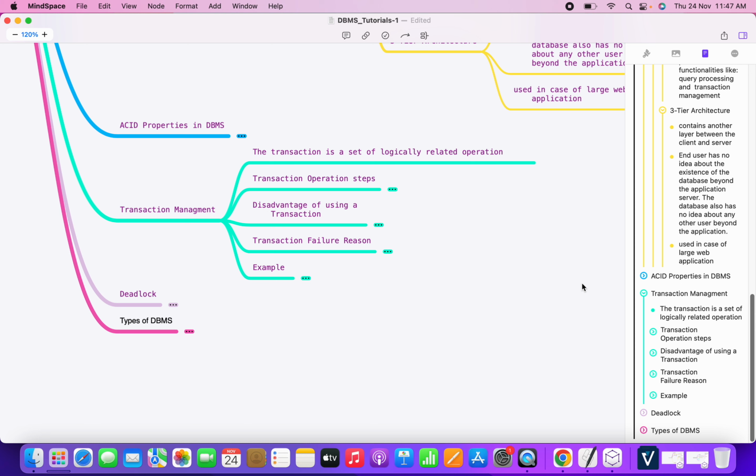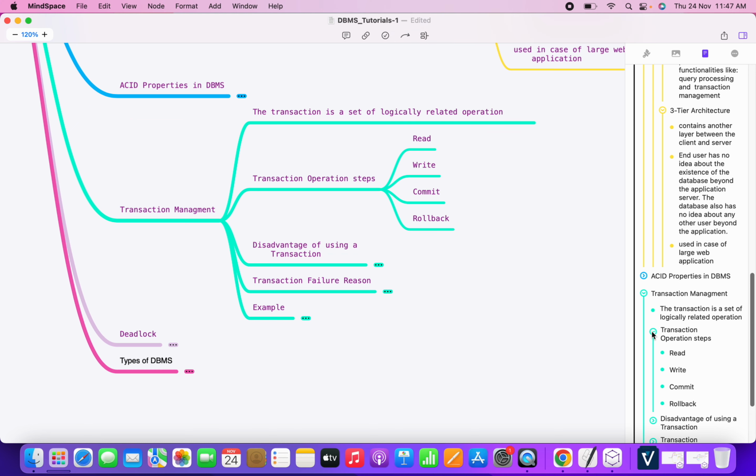And examples. Whenever the interviewer asks you what a transaction is, you should start with: a transaction is a set of logical operations. It's always a single unit. What steps does a transaction involve? Read, write, commit and rollback. These are the four steps: read, write, commit and rollback.